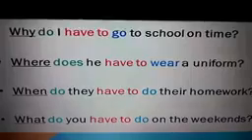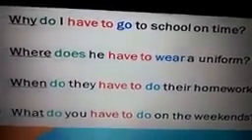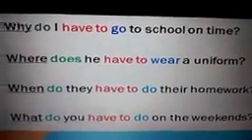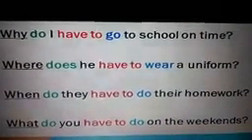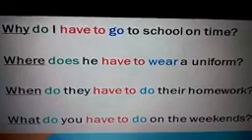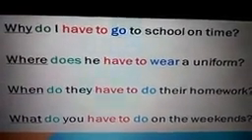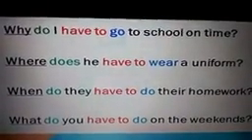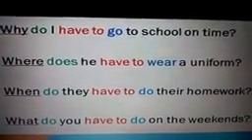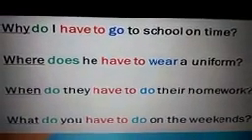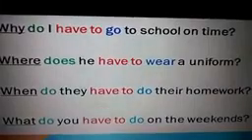Finally, using question words. We keep the form of the verb, do I have to go to school on time? Okay, we just add the question word. So we have, why do I have to go to school on time? Where does he have to wear a uniform? When do they have to do their homework? What do you have to do on the weekends? We add the question word to the already formed question.